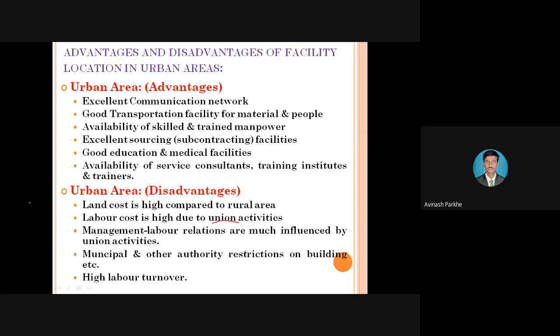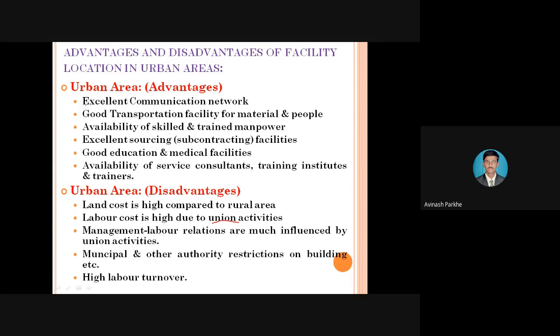So these are the advantages and the disadvantages of the urban areas. Some advantages are also there, some disadvantages are also there. The advantages are very good: excellent communication, proper transportation, skilled operators and skilled laborers available in the urban areas, good education facilities, medical facilities. But one major disadvantage for the urban area is the land. The cost of that land is very, very high. And there are some restrictions from the government. These are the major advantages and the disadvantages for the urban areas.